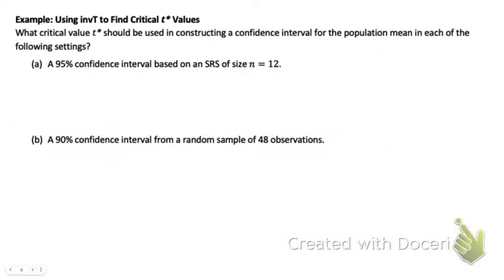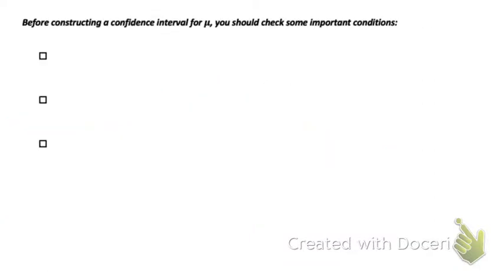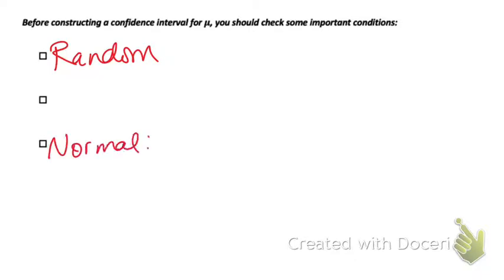All right, you guys, last thing for today. How to construct the confidence interval and check the conditions. What are the 3 conditions that we check? Random. Normal. I'm going to put normal at the bottom just because I need more room on that one. And the 10% condition. Okay, cool.